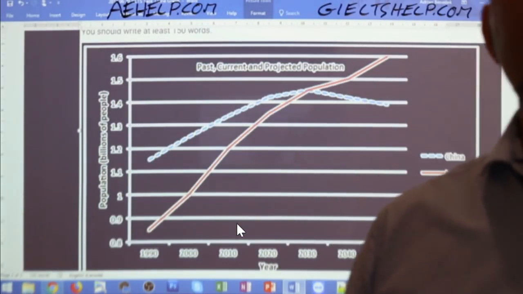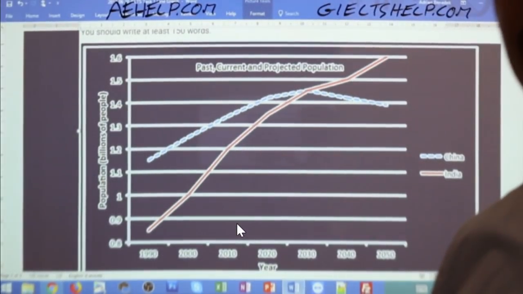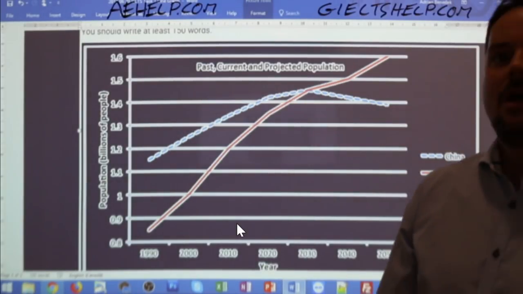I know lots of people are doing their IELTS this weekend, so good luck to all the students doing their IELTS this weekend. I just saw that one of you said it's a bit bright, so let me make it a little bit darker for you. There you go.